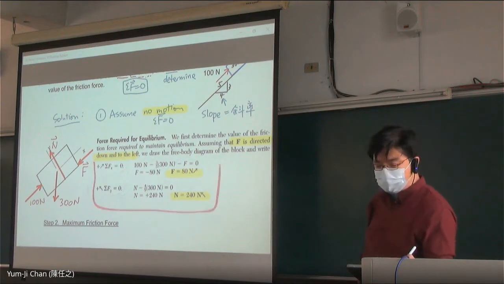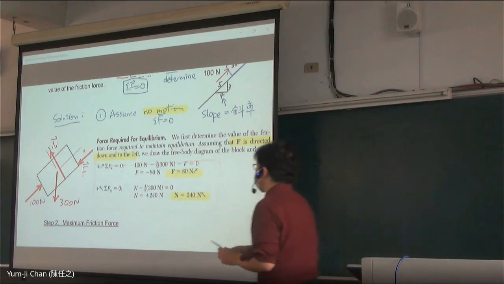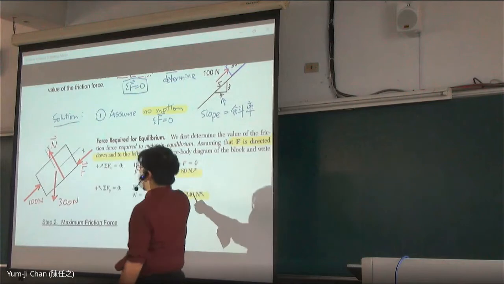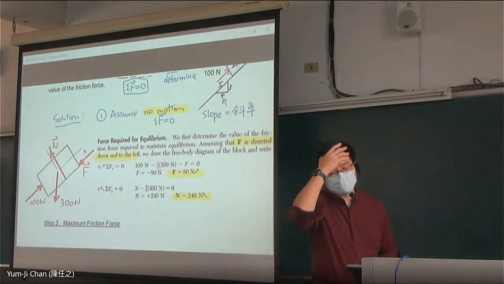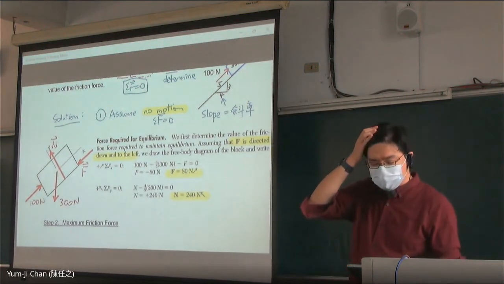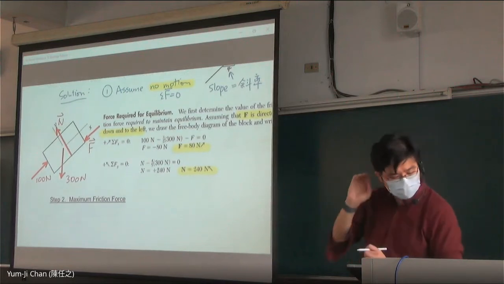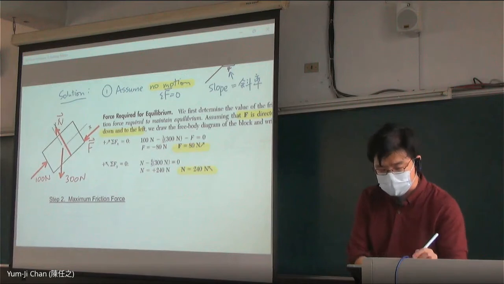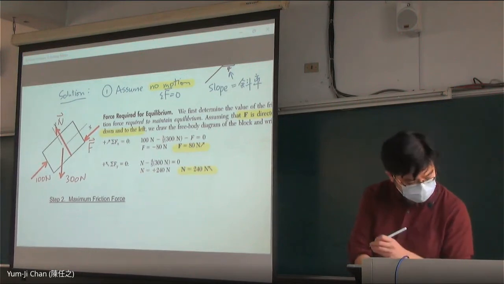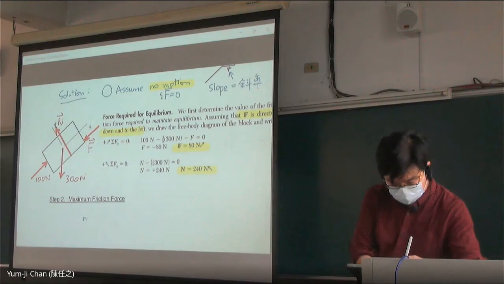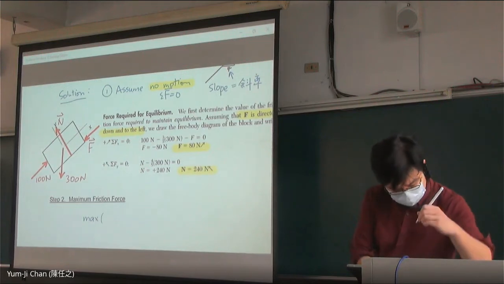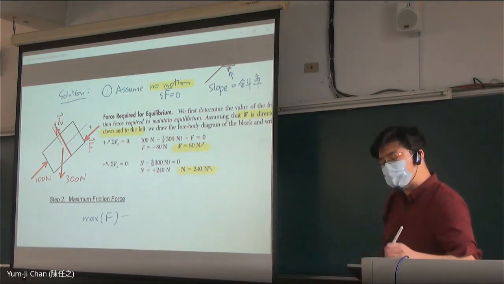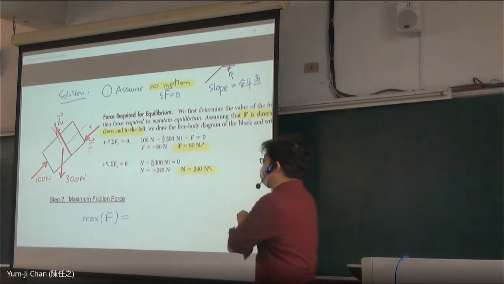Once you have this free body diagram, I think you can do this on the next step. In the next step, we calculate the maximum friction force. So what is the maximum friction force? In a problem like this, what is the maximum friction force?